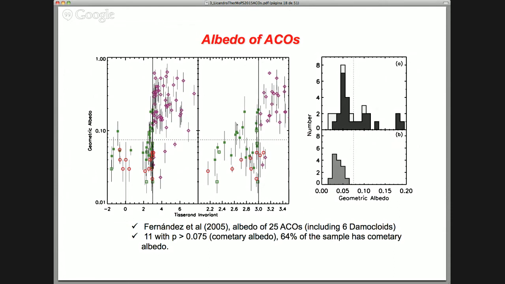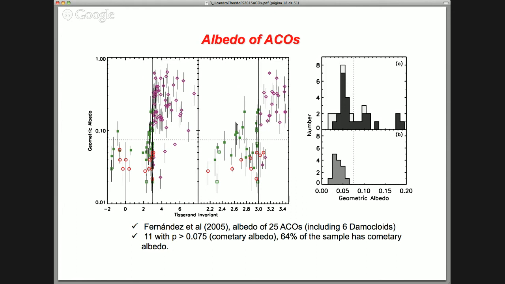The albedo of some ACOs was studied in 2005 by Fernández. He measured the albedo of 25 ACOs, including 6 Damocloids. And he found that in this plot, this is the Tisserand parameter against the albedo. This is a zoom of this region here, right? Within the interesting region, the boundary at Tisserand 3 between comets and asteroids. These are near-Earth asteroids in pink. The ACOs are in green and comets are in red, right? You can see that all comets have very low albedo.